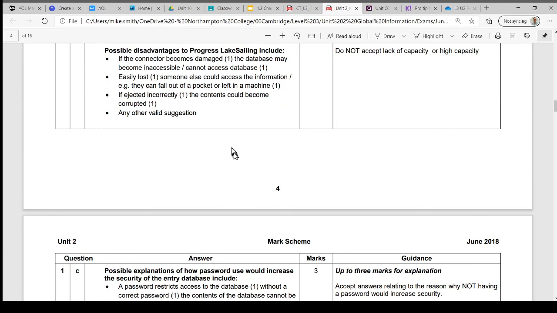And the disadvantages include things like, if the connector becomes damaged on a portable device, it's going to be difficult to read anything from it. They're easily lost. They're quite small. They fall out of people's pockets. People leave them plugged in and forget about the fact that they are plugged in. If you don't remove them safely, then you can end up with corrupted files and corrupted devices. So there's that sort of disadvantage to using them as well.